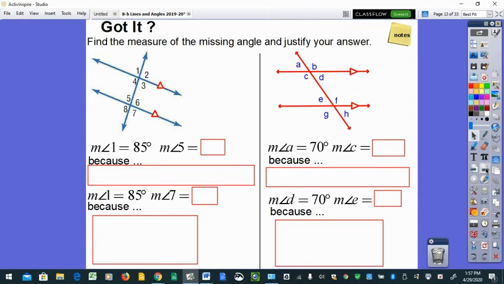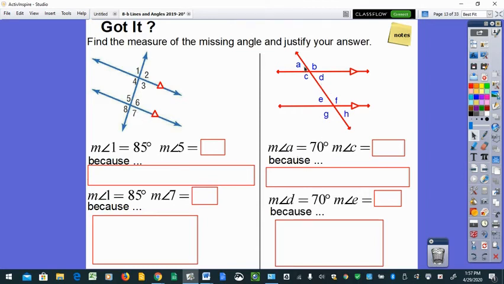Okay, so let's just see how we made out here. Notice the two lines are parallel. They didn't even have to tell me in both of these examples. In this case, they're going to give you the measure of angle 1, which is the angle in the upper left of this group, is 85 degrees. And they want to know what is the measure of angle 5. And they also want to know what's the measure of angle 7.